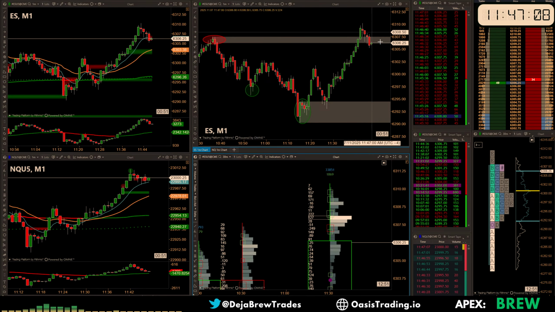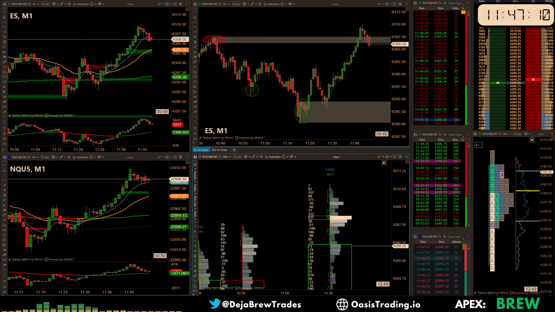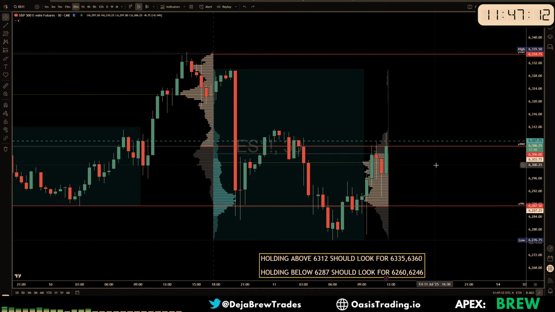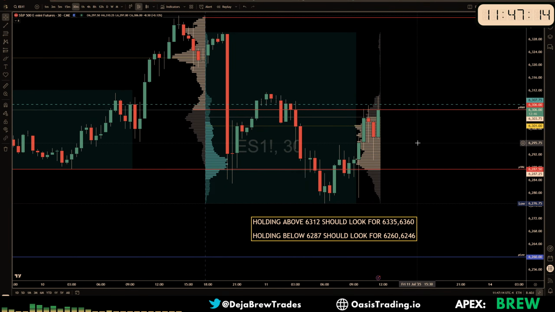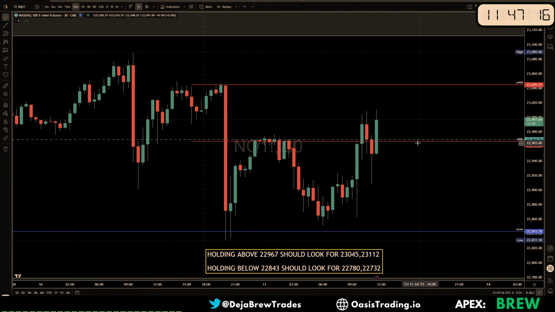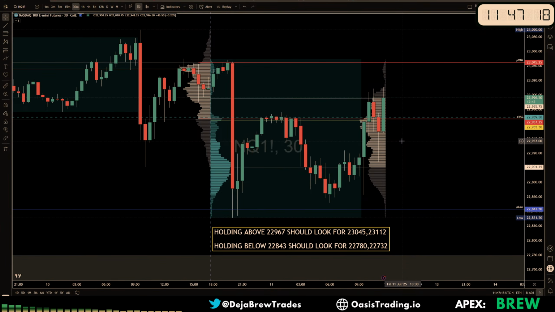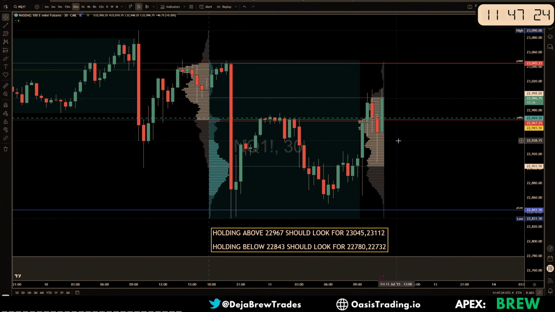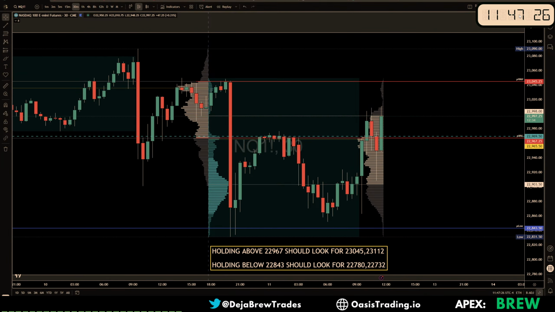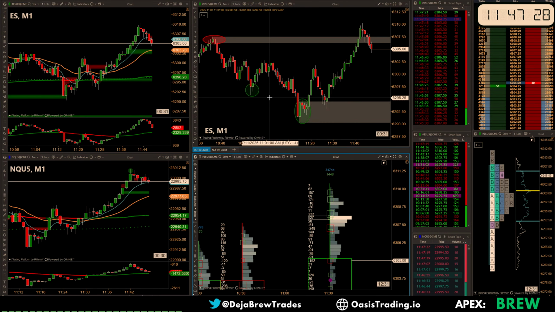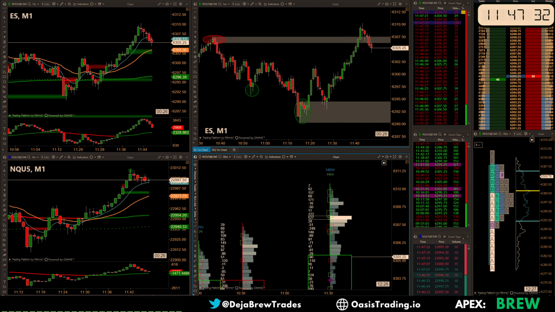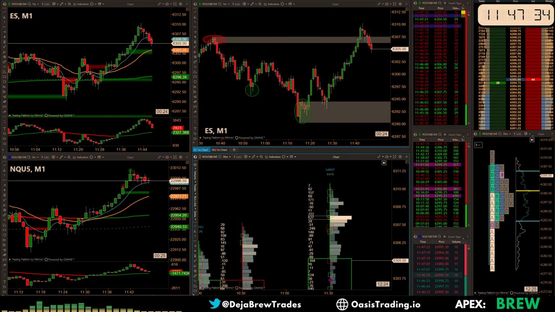Why was it 950? 950 was a high volume node and like VWAP. There was a bunch of levels there at the time. I don't remember all the levels, but it was just a confluence. There was a ton of levels lining up at 950. I think there were some pivots there as well. There were just a bunch of levels. It was a big confluence.